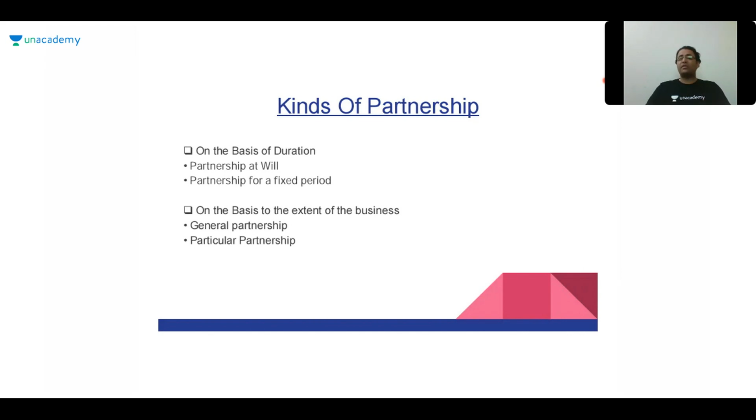But if a partnership firm is created to carry on just one particular business or for a particular purpose only, then that firm has to carry on that particular business or activity only. It cannot carry on any other activity, and once that activity is over, the partnership firm ceases to exist. So these are the kinds of partnership firm.